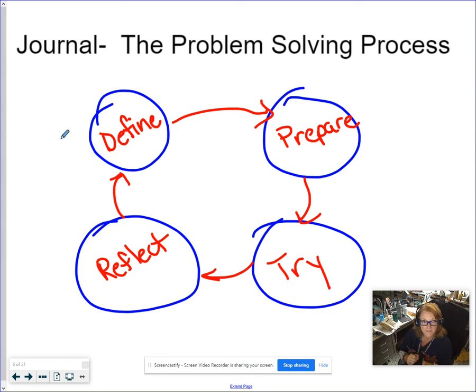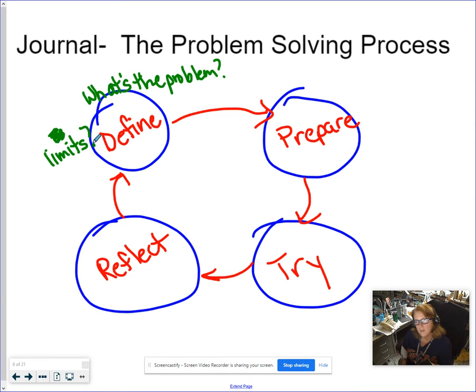Okay, for define, this means you're asking yourself, let's get specific and decide what is the problem that we are trying to fix. Okay, what is the problem? Be very specific. At this stage, I know we're not going to research there. What else was I thinking? Oh, you might have some limitations. So I'm going to write limits here like that.